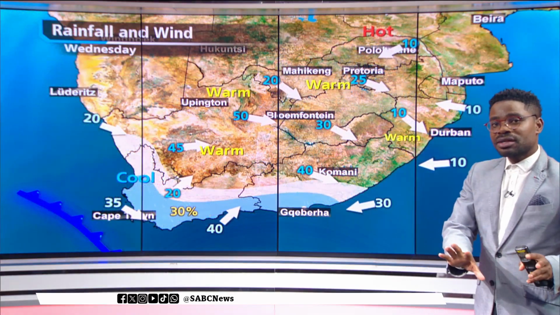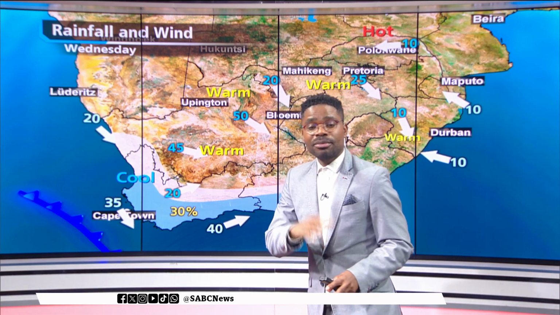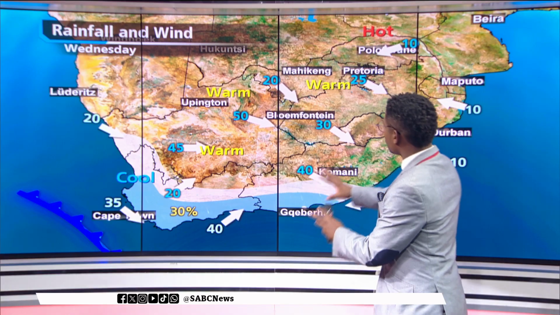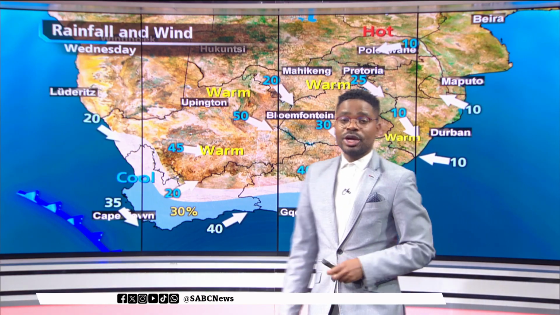Extended forecast now, expected for Wednesday. Cold front expected over Cape Town. It is going to be a weak cold front, just causing a 30% chance of showers and rain over that coast. It is going to be a clear day over most of the country, especially as we move into Gauteng, stretching all the way into Limpopo.